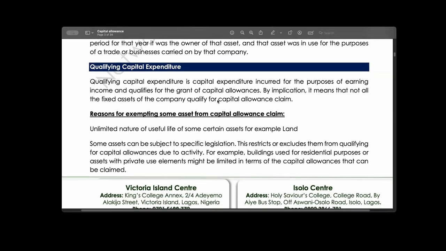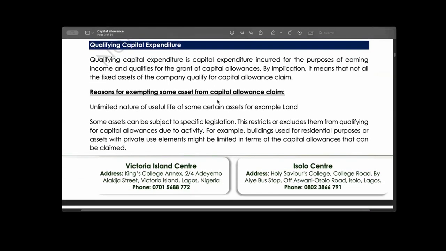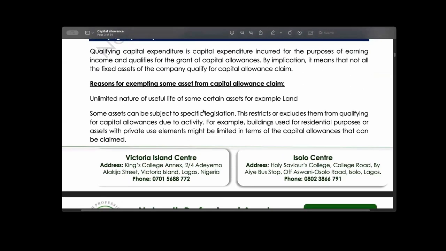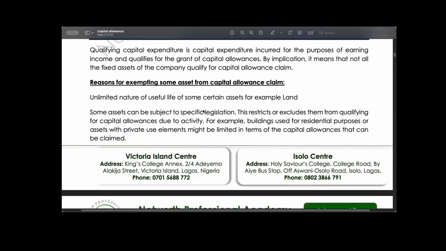By implication, it means that not all the assets are qualified for capital allowance. And I told you some reasons why some assets may be excluded from capital allowance claim. Number one, unlimited nature of the assets, such as land. Land does not have useful life. Therefore, it will not qualify for capital allowance.